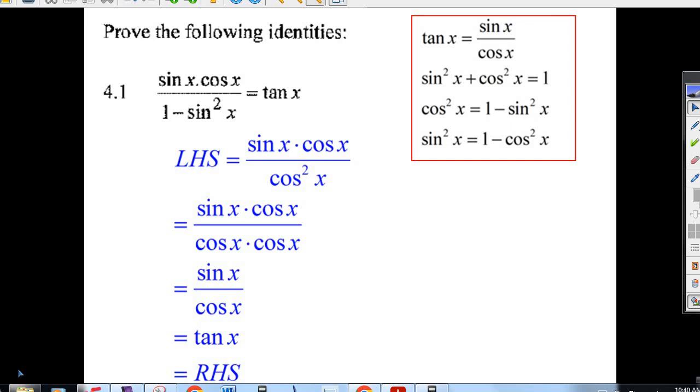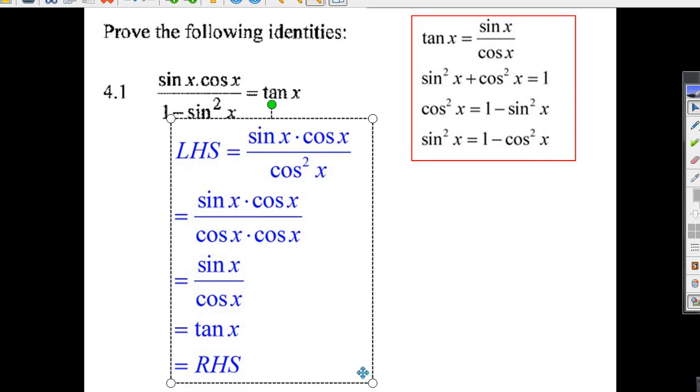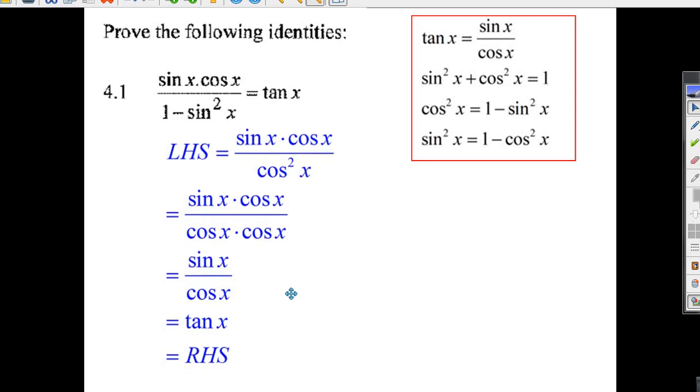Okay, now we're going to look at proving trig identities. What you have to do is try and take one of the sides, usually the most complicated side, and start with it. Let's start with the left-hand side, and you have to keep working on it until you've turned it into the right-hand side. That's what we're going to do.